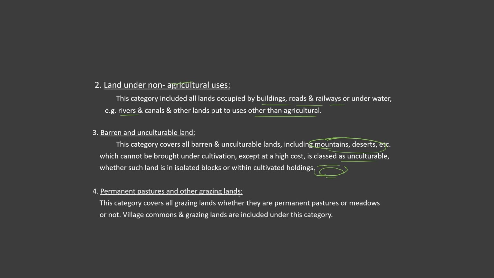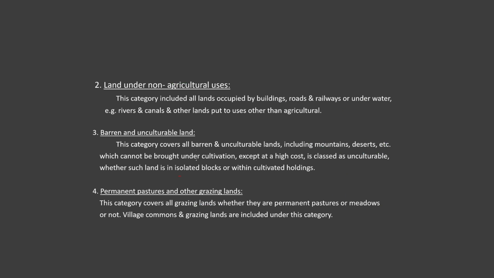The fourth type is permanent pastures and other grazing lands. So the area which is given for the purpose of grazing is also considered as land. This category covers all grazing lands, whether they are permanent pastures or meadows or not. Village commons and grazing lands are included under this category. So grazing lands and other pastures or meadows also come under land.